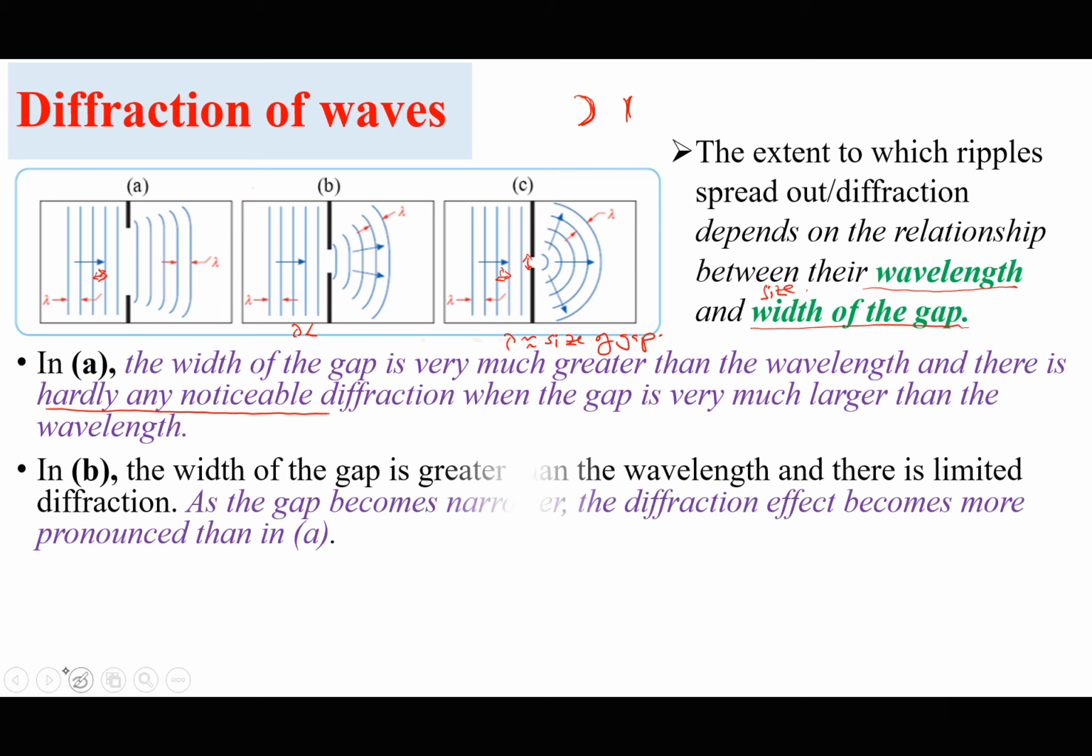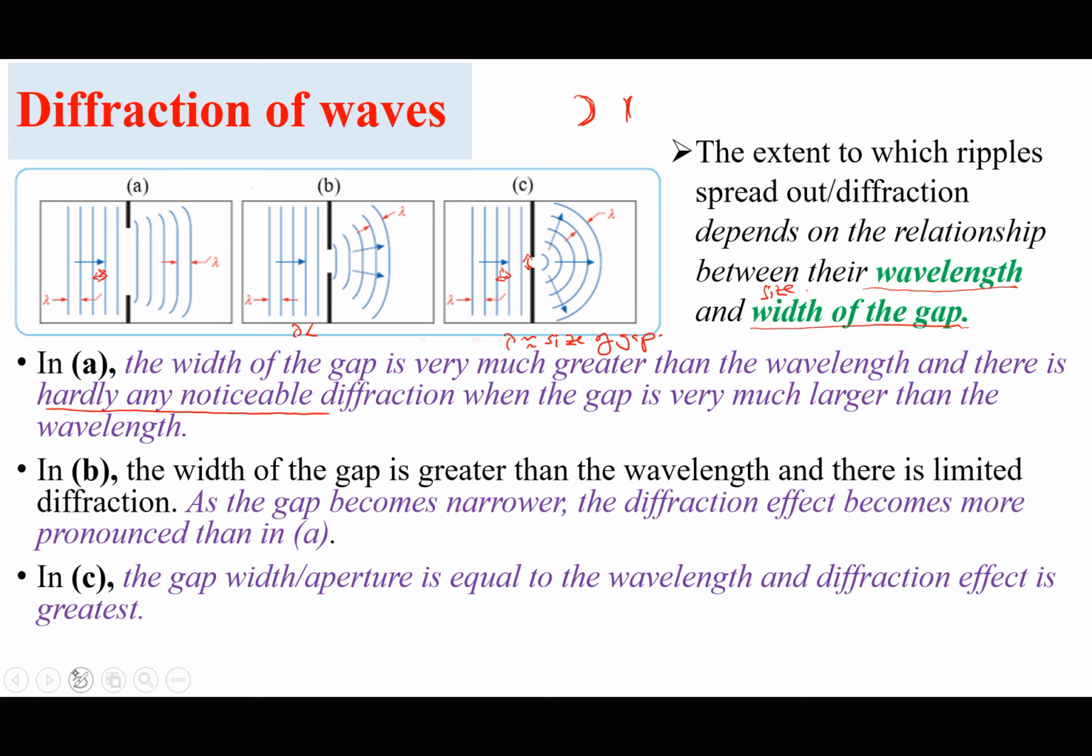When you look at B, the width of the gap is greater than the wavelength, and there is limited diffraction too. But as the gap becomes narrower, the diffraction effect becomes more pronounced, the spreading becomes more pronounced, the curvature becomes more pronounced. And that's why in C, the gap width, or the aperture, is equal to the wavelength, and the diffraction effect is the greatest.